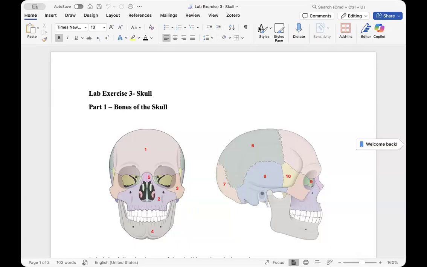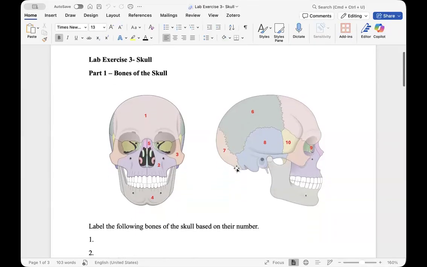Hi, everyone. I just wanted to come on here and do a review of the lab exercise with the skull, because a lot of people who have turned it in thus far have been getting them wrong, and I just want to make sure that you're aware of these parts of the skull. They are from your lab list too, and these will show up on your next lab exam.